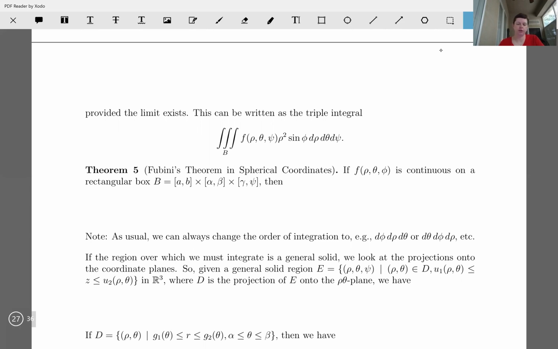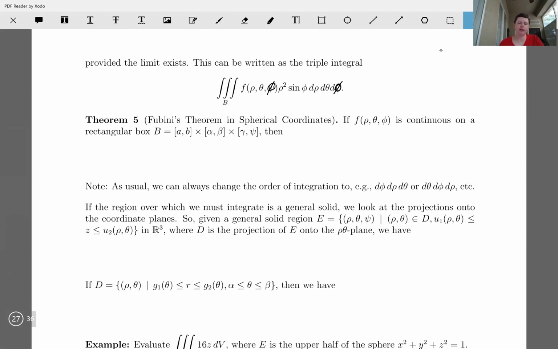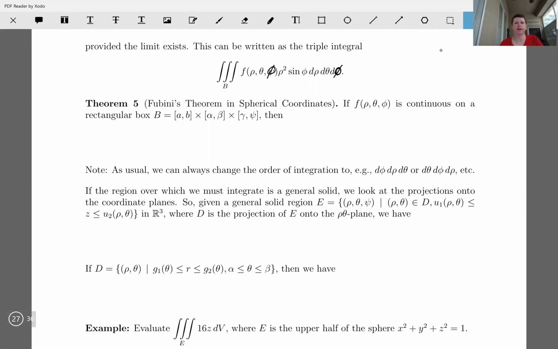Either way we could do it. Let's go with the traditional. Let me change that, that should be phi. Not really sure how that became a psi, but oops. Yep, I had phi there. So let's try that again. It can be written as the triple integral of f of rho theta phi, rho squared sine of phi, d rho d theta d phi. In case you've noticed, sometimes I'll say phi, sometimes I'll say phi. I've heard it pronounced both ways.